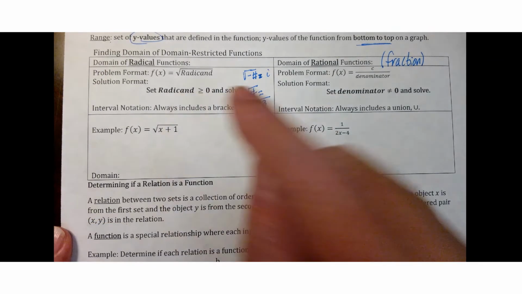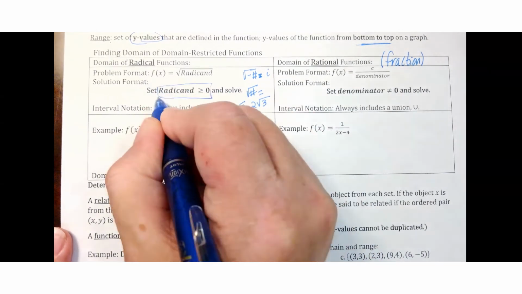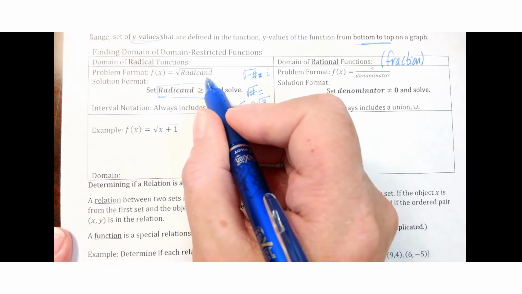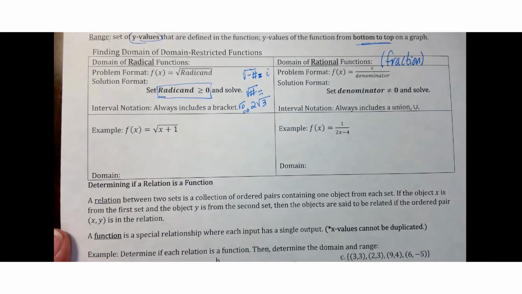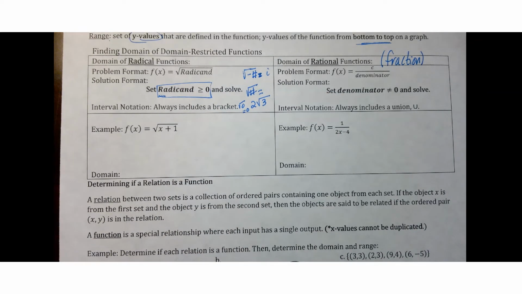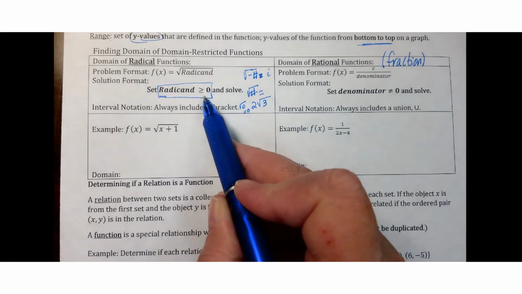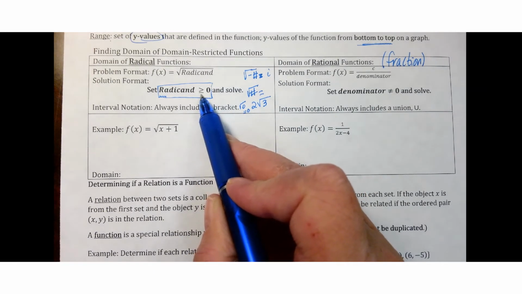Okay? So this is the setup you need to remember. And I'll say the numbers under the radical, but the name for that is radicand. So you're taking the radicand, just the number under the radical, and setting it greater than or equal to 0 and solving. You should note that the interval notation always includes a bracket. And why is this? It's because of that equal to right there.